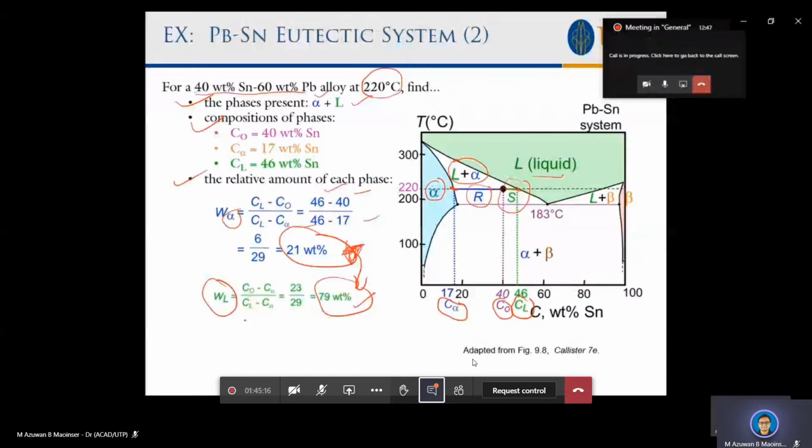So what do you have more? You have more liquid than you have solid in this region. So you see that your point is closer to liquid, right? Betul, your point is closer to liquid, therefore you have more liquid. You are so far from alpha, therefore you have less alpha. Makes sense. Alright. Okay, so that is system number 2. Kita ada banyak sistem ni. Alright, ini baru number 2.